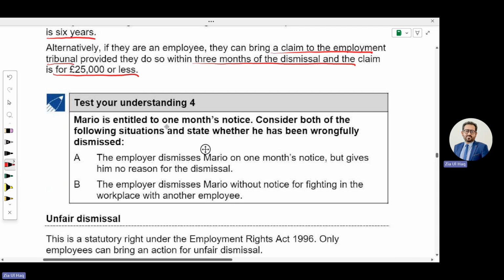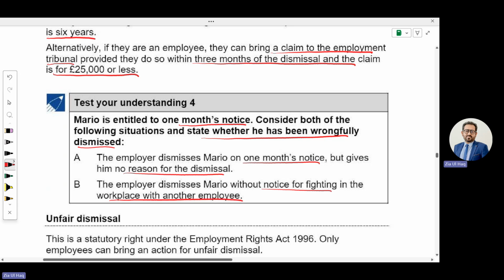Mario is entitled to 1 month's notice. Mean employer will give him 1 month notice. Consider both of the following situations and state whether he has been wrongfully dismissed or not. The employer dismissed Mario on 1 month notice, but gave him no reason for the dismissal. Unfair, because you need to provide him the reason. The employer dismissed Mario without notice for fighting in the workplace with another employee.